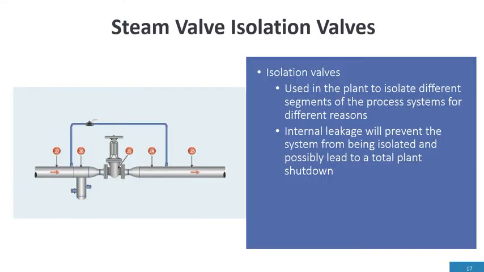Isolation valves, which we'll talk mainly about today, use a plan to isolate different segments of the process systems for different reasons. Internal leakage will prevent the system from being isolated and possibly lead to a total plant shutdown. There are so many times that we try to shut down a segment of the plant, we cannot find a valve that does not leak through, and we end up shutting the plant down.